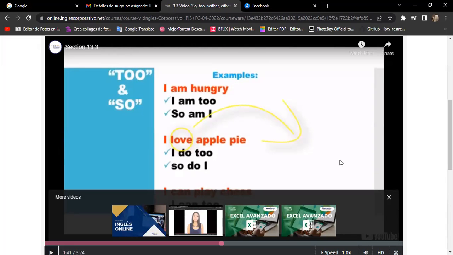No le puse azúcar al café. Le gusta okay. Marco, teacher. Okay, so in this case, I go to church. I go, go is a verb. So you can say I do too. Anna.